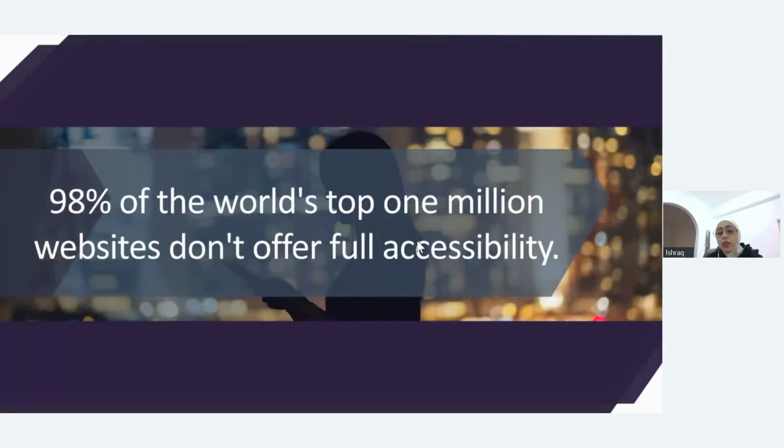A study by WebAIM showed that back in 2020, more than 98% of the world's top 1 million websites did not offer full accessibility. This means, in a different way, that only 2% of these websites are actually inclusive or take disability into account, and they use that as a competitive advantage.